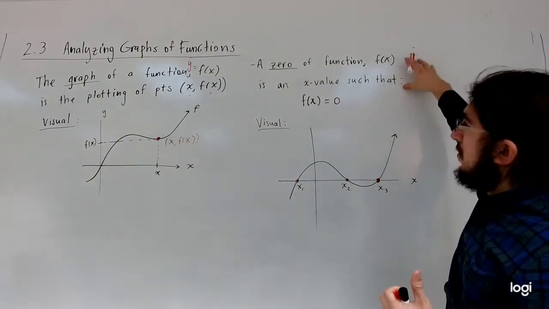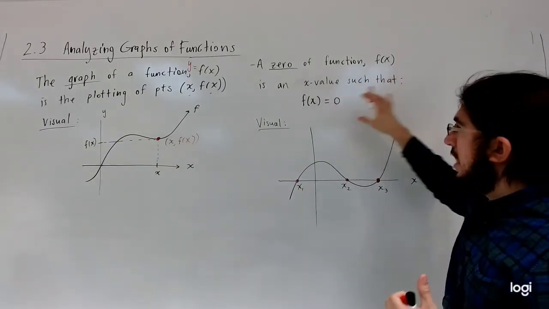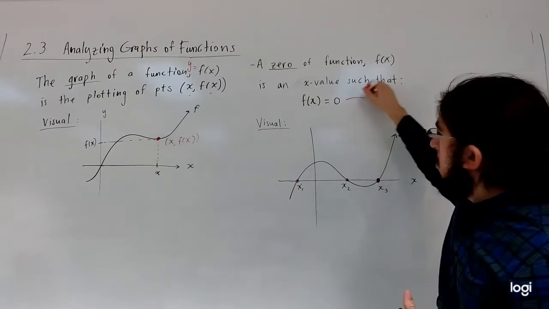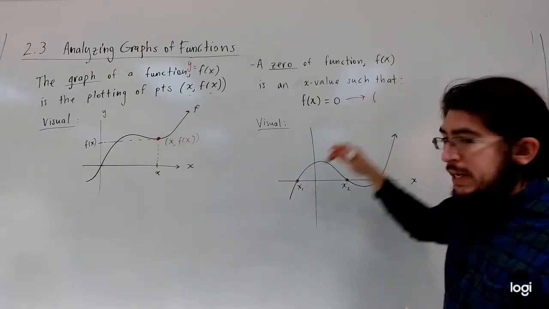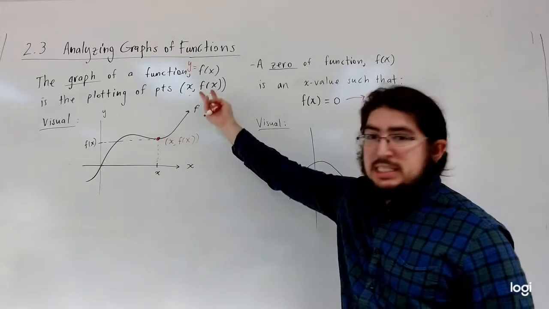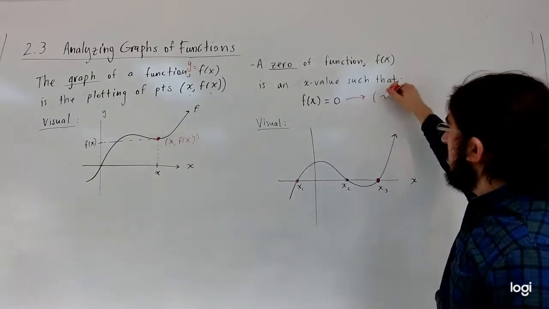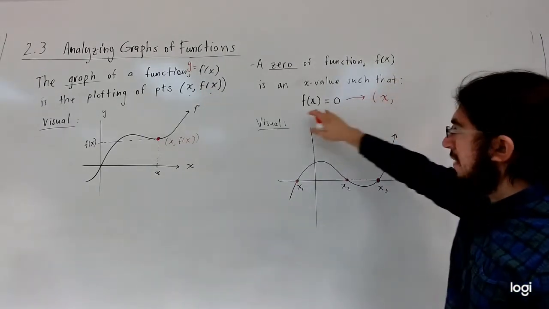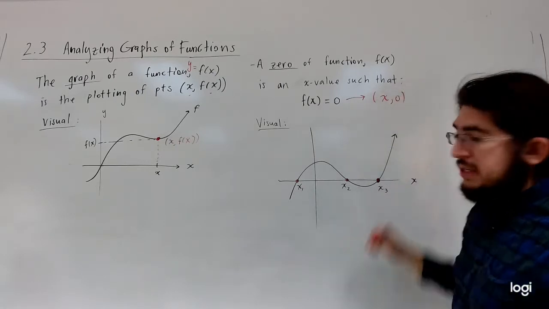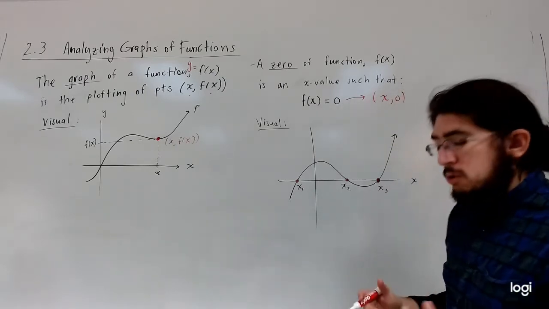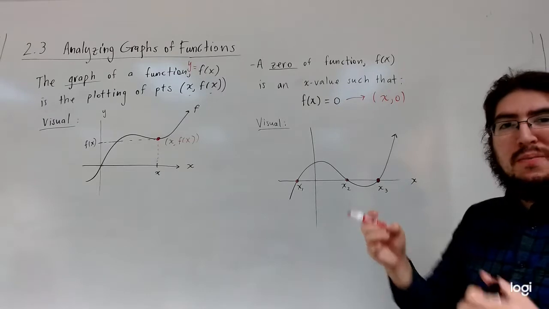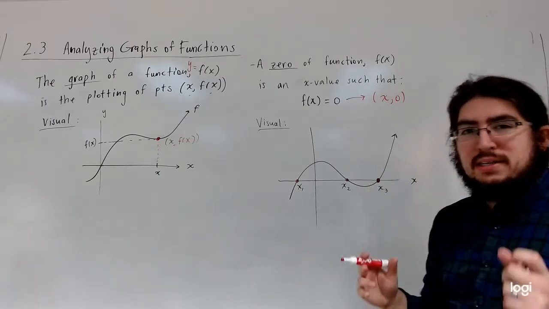All right. Next, we define zero. The zero of a function f of x is an x value such that f of x is 0. So remember the points are of this form, x comma f of x. So the x value will be x, and the y value will be f of x, which is 0 for all of these zeros. Okay, so a zero is not the number 0, but it's a number that gives you 0 when you plug it into the function.